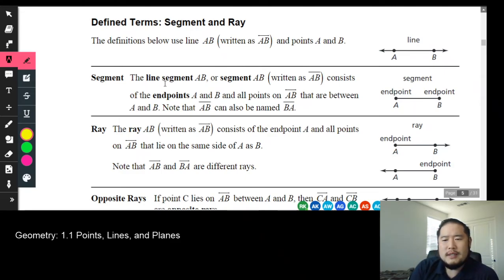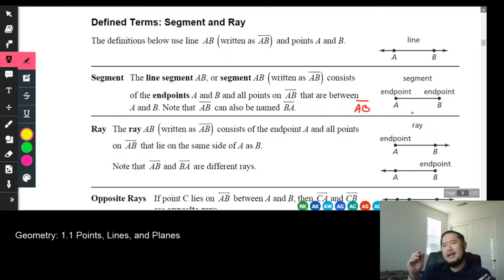So in the segment right here, with the 2 endpoints in our diagram, A and B, we can call this segment AB. When I label or name this, I can either say segment AB, or I could take AB and then draw a line above it, but there's no arrowhead. And that's how I know that this is actually a segment and not a line. Or I could call this segment BA.